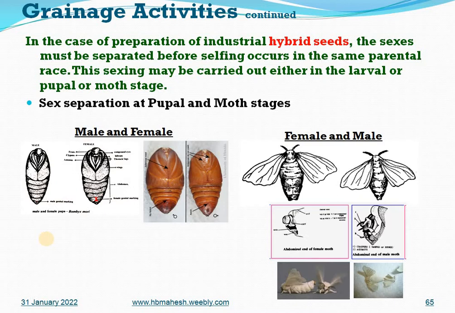This is because the female moth has to carry 500-600 eggs, so the female is heavy. The male is slender, thin and narrow. In addition, at the posterior region, we can observe a dot mark in case of male and an X mark in case of female.